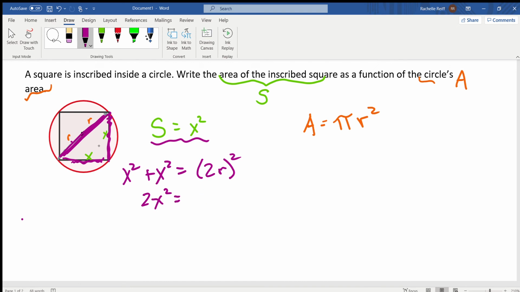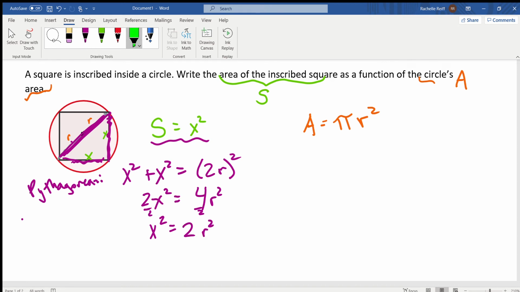So this is 2 squared is 4, r squared is r squared. Okay, so 2x squared is equal to 4r squared. And I'm going to write Pythagorean theorem over here so we remember why we got that. And then I'm going to divide by 2 on both sides. So I'm going to get x squared is equal to 2r squared.